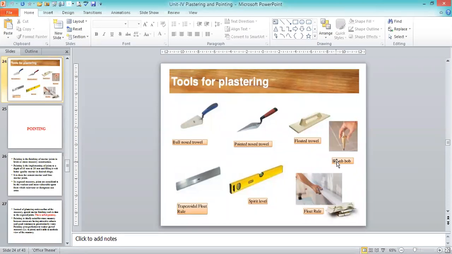Plumb bob, we can see how the surface is, and the leveling of the vertical and horizontal. The trapezoidal float is also the same thing. Spirit level, we can see whether the surface is level, so that we do the plastering properly in the horizontal and vertical directions. Float rule, we use it for spreading the mortar, cement mortar or any lime mortar that we are using. So these are the tools we are preferably going to be using for plastering.